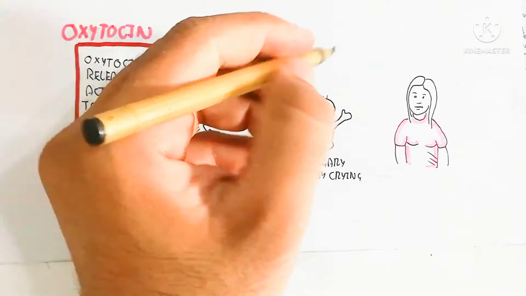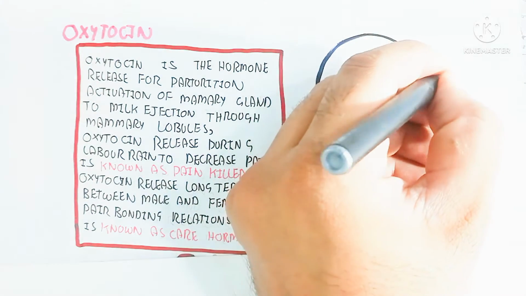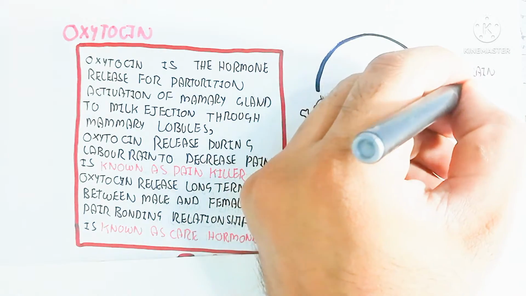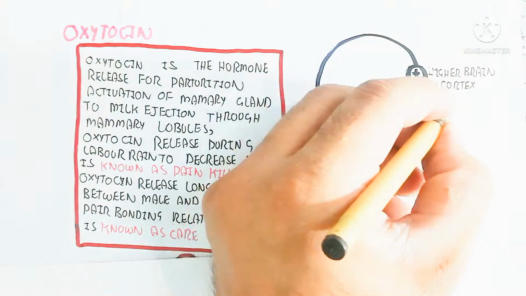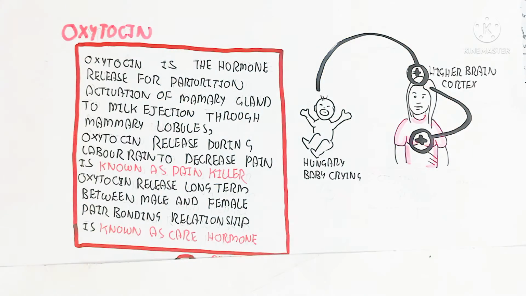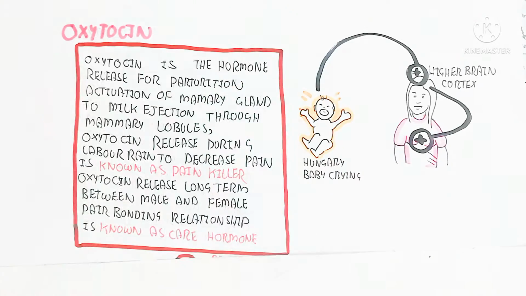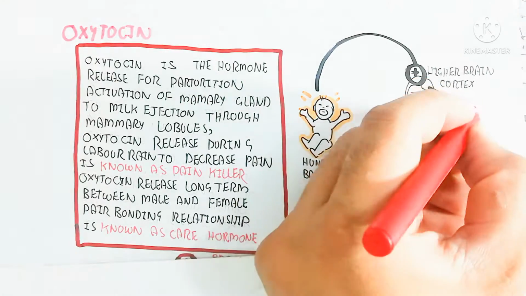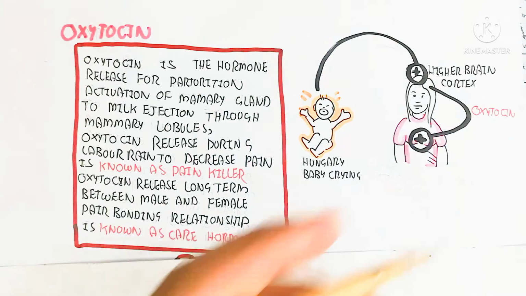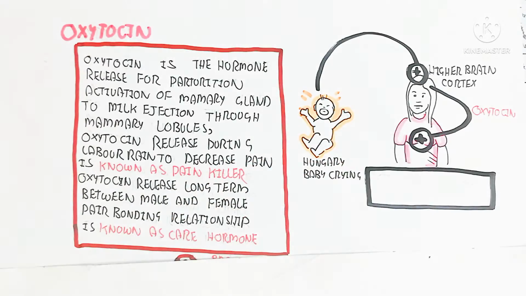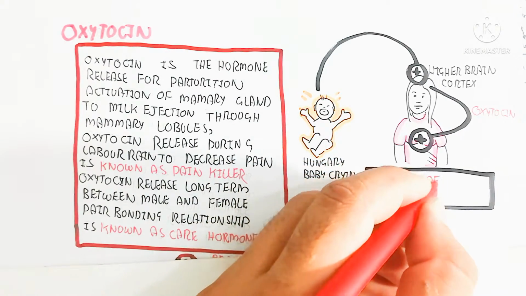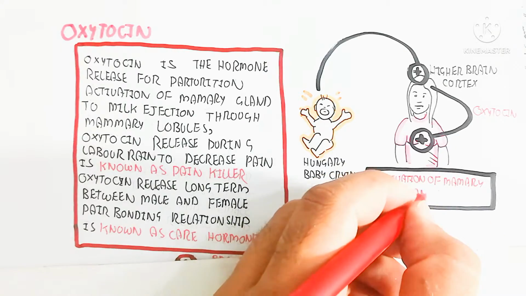So here you can see this is after the delivery. This is the hungry baby. Crying will trigger the higher brain cortex of the mother, which will lead to produce more oxytocin, which will target the mammary gland for activation of the mammary lobule in the mammary gland for lactation of milk, and in this way the positive feedback will occur.